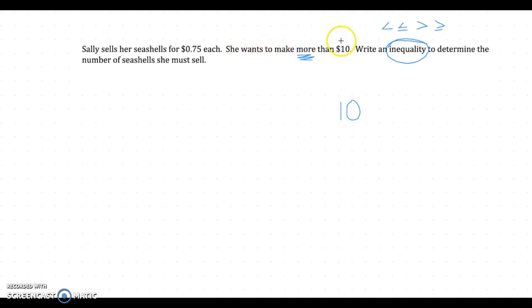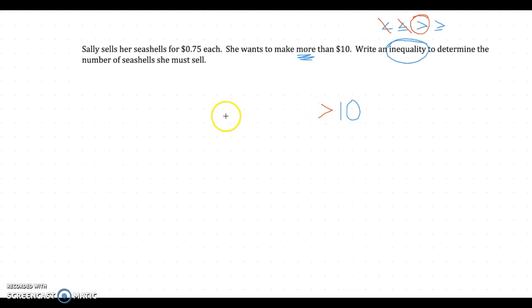So more than $10, I want to decide which of these inequalities makes the most sense for that. And right off the bat, I know that it's not going to be the less than ones. But then I have to decide if it's going to be a greater than or equal to, and that's kind of a little bit harder. So this says she wants to make more than $10. And if I asked you for a number that was more than 10, we would probably start counting with 11 or 12 or 13. More than 10 really signifies that 10 is not an option. We need to have something that's bigger than that, greater than that. So I would say the thing that makes the most sense would be a greater than symbol. So I'm going to use greater than.